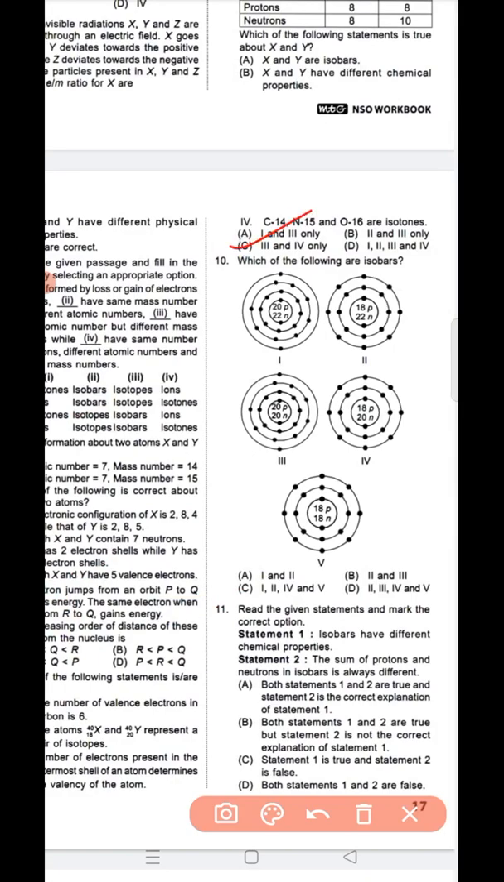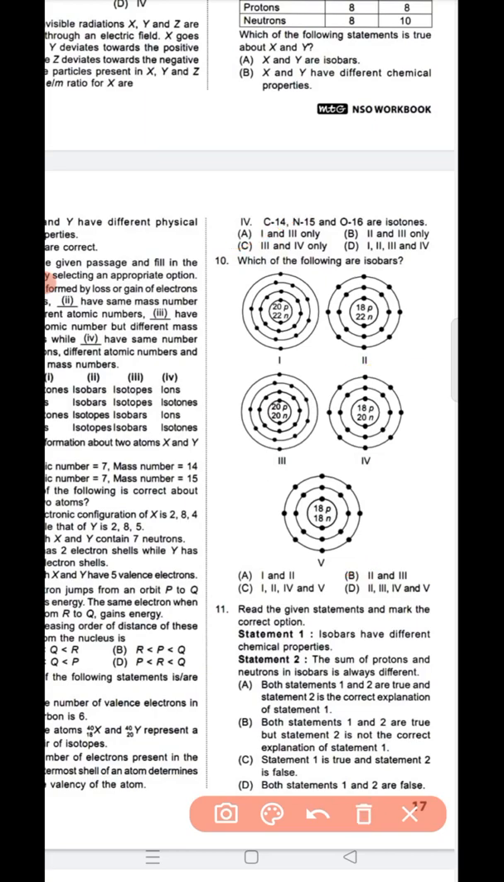Next, which of the following are isobars? Mass number same: 20 plus 22, 18 plus 22. If the mass number is the same, then they are isobars. Then option B, 2 and 3. C, 2 and 3. Total mass number: 18 protons plus 22 neutrons, that means 18 plus 22 will come 40. And 20 plus 20 is also 40. So the mass number is the same for 2 and 3. So they are isobars. Okay.